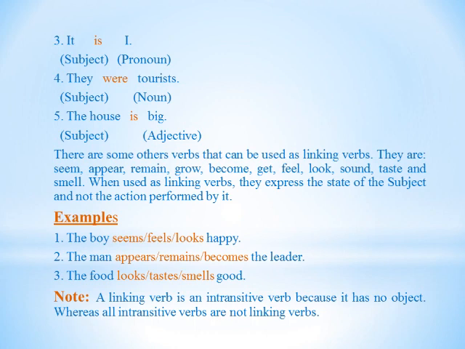See the note given below. It says, a linking verb is an intransitive verb because it has no object. So, it's an important point that you have to keep in your mind while dealing with the linking verbs. They are all intransitive verbs because they do not have any object after them, whereas all the intransitive verbs are not linking verbs.